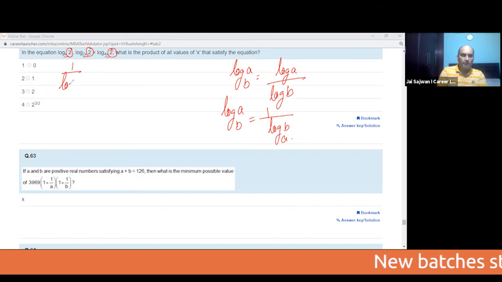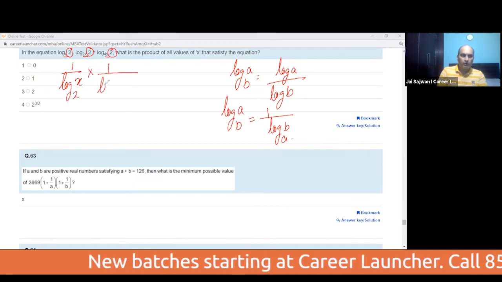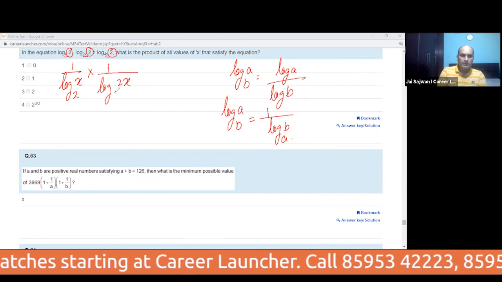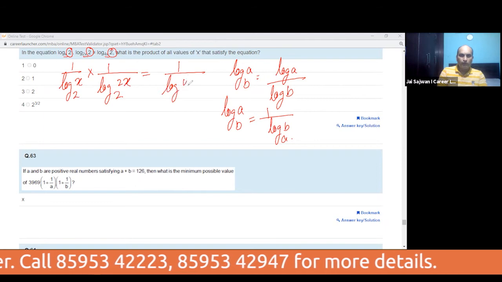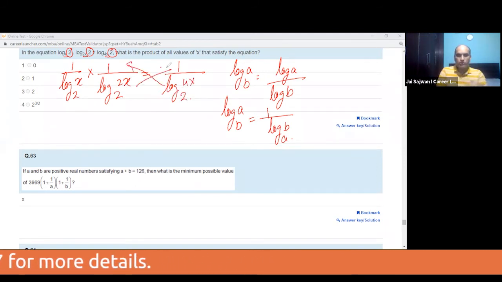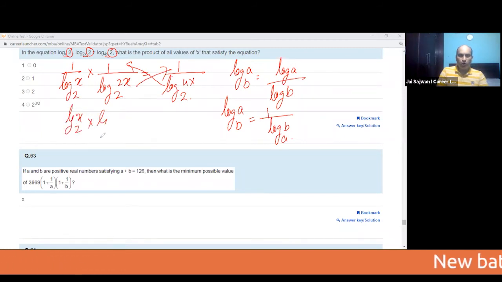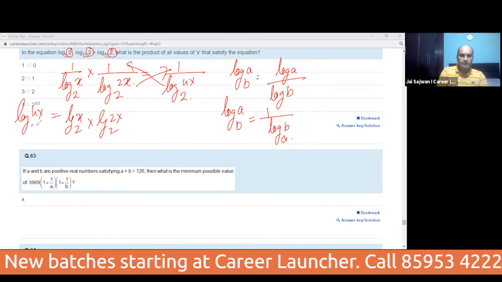So I can write 1 upon log x base of 2, 1 upon log of 2x base of 2 is equal to 1 upon log of 4x base of 2. All of them are coming out to be the same. Take this here, take this here, your work will be done. So log of x base of 2 into log of 2x base of 2, because I have taken it there, is equal to log of 4x base of 2.